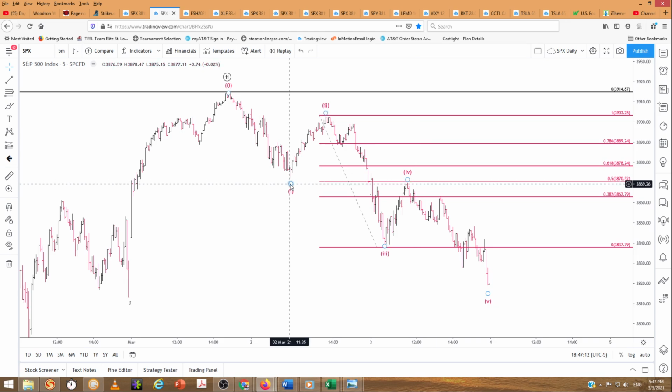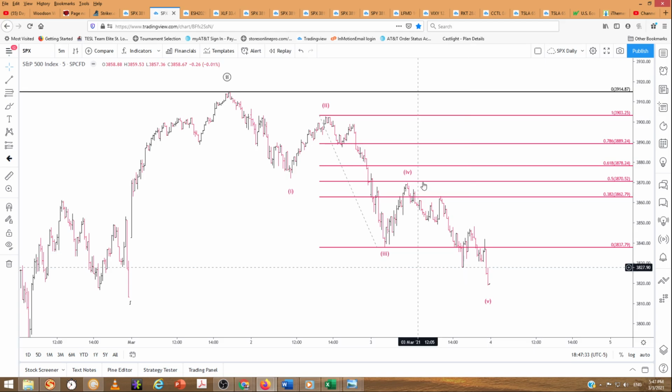You can see the wave 1 low here is 38.71, and the wave 4 high here is 38.69. So it came within 2 points, but it obeyed the Elliott Wave rules and did not cross the wave 1 high. If it didn't, it wouldn't be a 4, okay? And then we've got wave 5 developing here. By the way, this is a 5-minute chart.